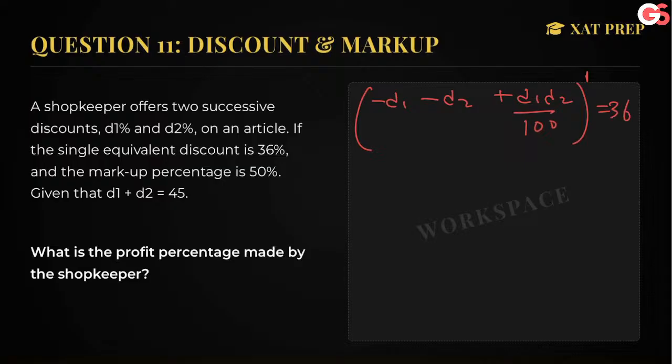Okay, now markup percentage is 50%. Given that D1 plus D2 is 45, that is already known to us. So we just put the value. Okay, profit percentage made by the shopkeeper. This will be minus 45. So D1 D2 upon 100 will be 81. Yes or no?